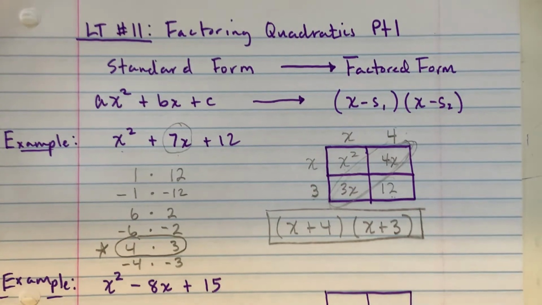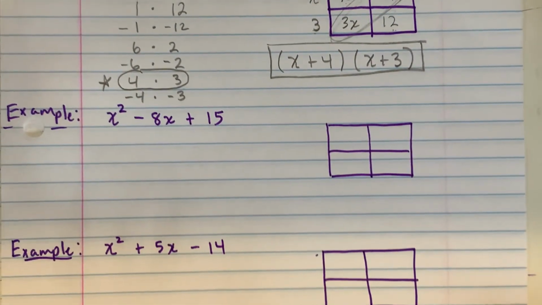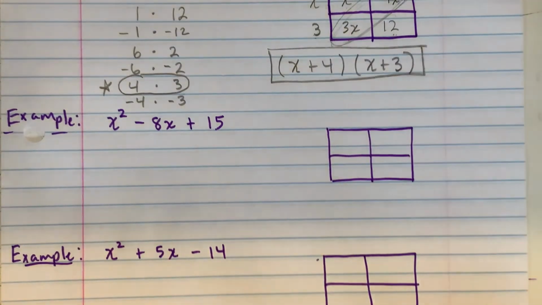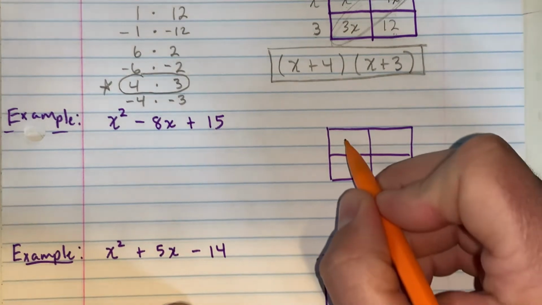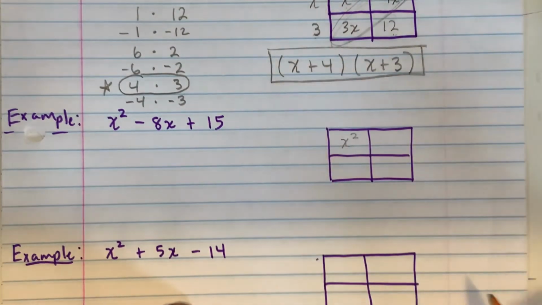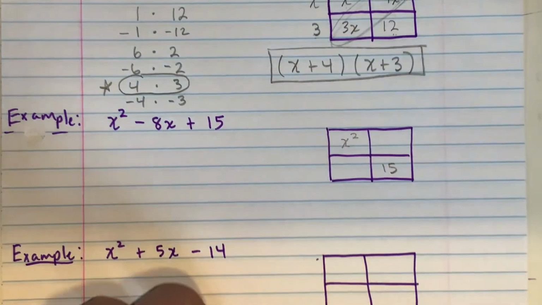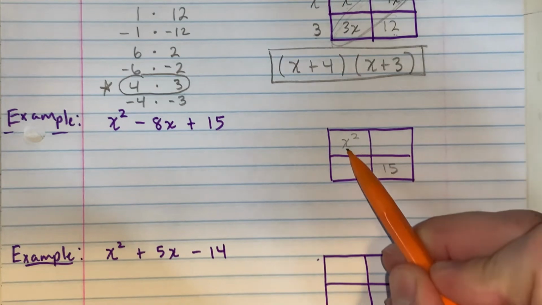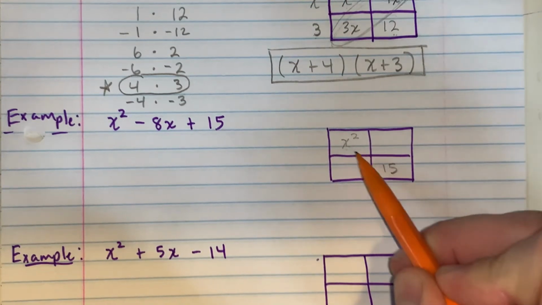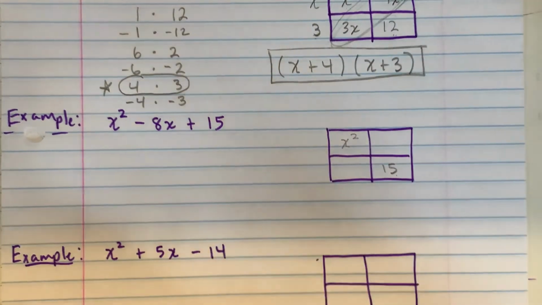Okay, let's try another one. At any point, feel free to pause it and give it a try on your own. All right, so we know we've got x squared, we've got 15, and again, we want our numbers to multiply to equal the outside terms, and then whatever we add up is going to equal that middle term.